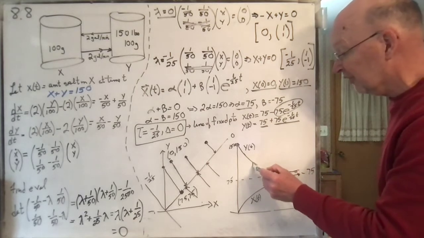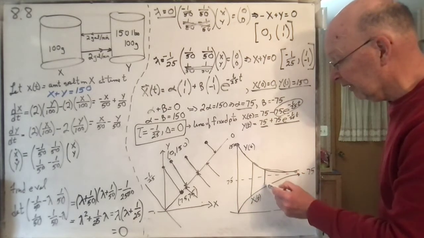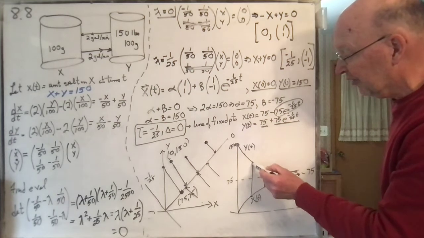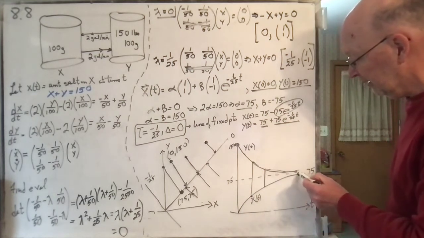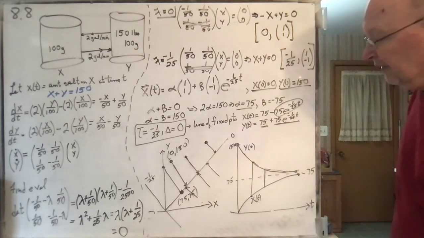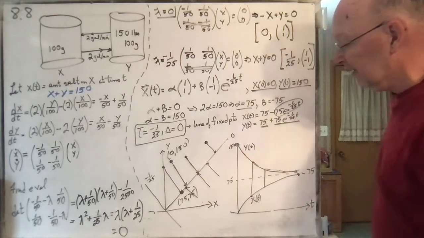So the sum of these two is always going to be 150. Agreed? So this value plus this value will always be 150. Here they're very, very close to 75. Here it's 0 and 150.